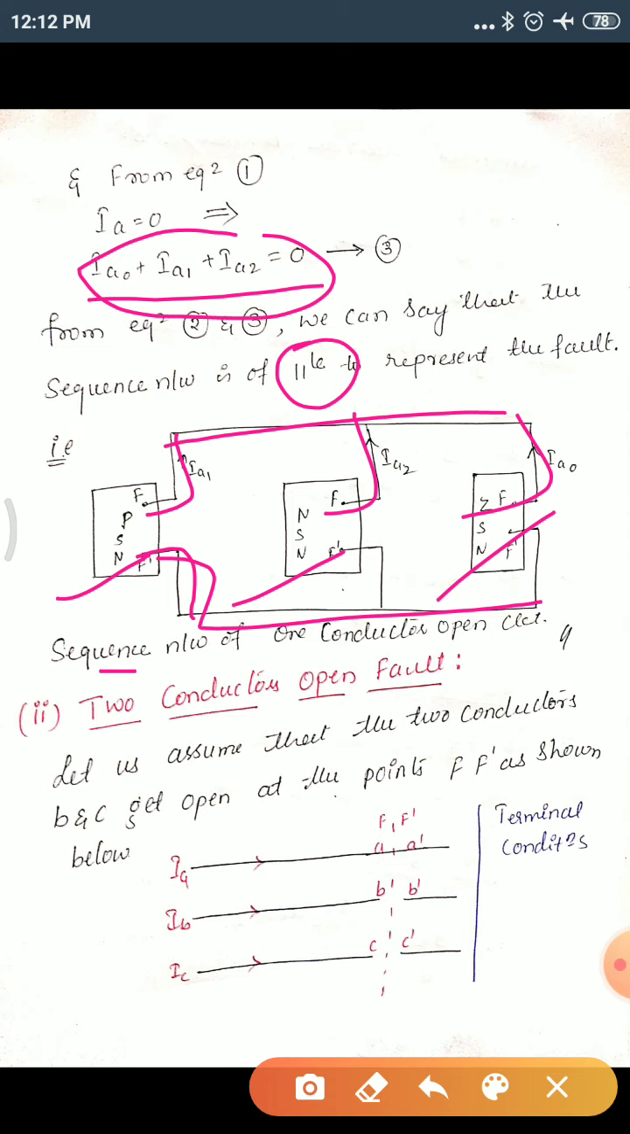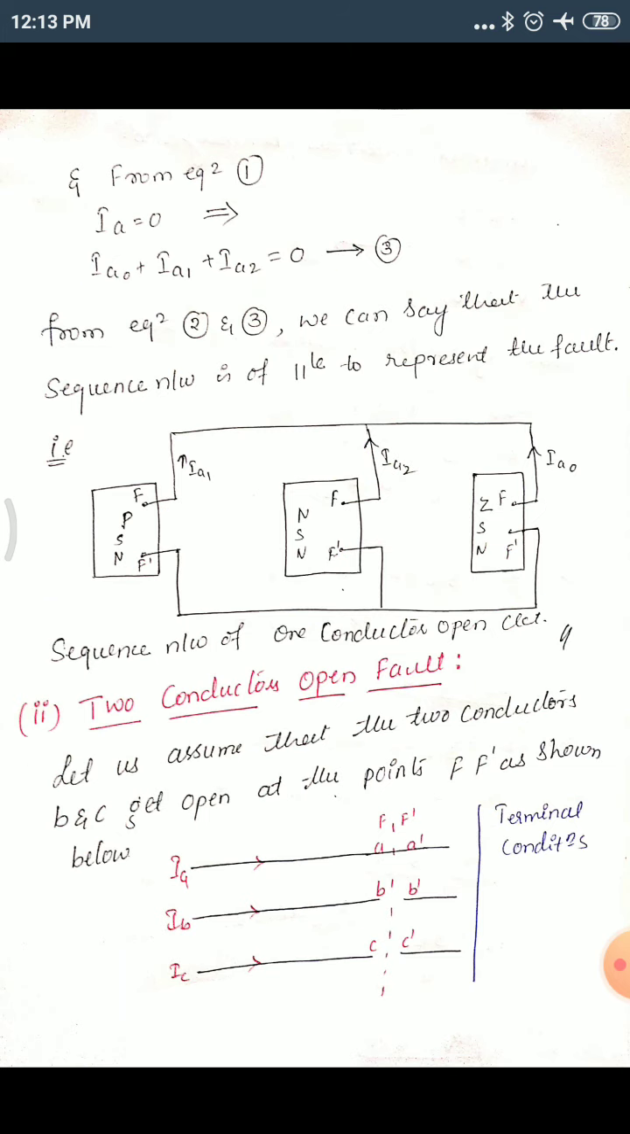Okay, this is the sequence network of one conductor open circuit. Since we need to calculate voltages and the current flowing through that as 0, we have calculated the voltage of that, and all were equal to 1/3 of VAA dash.